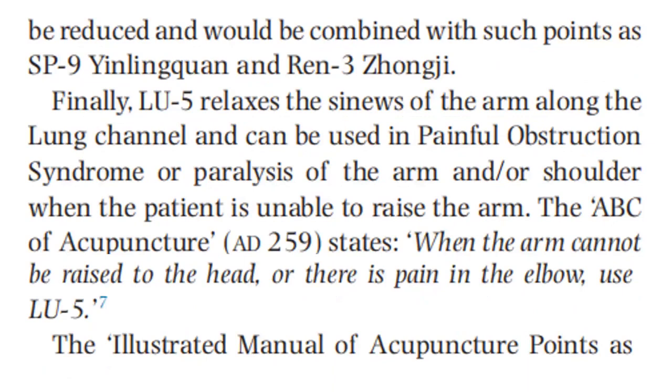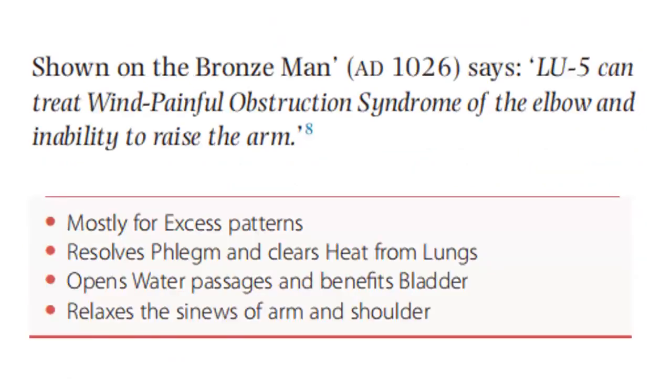Finally, Lung 5 relaxes the sinews of the arm along the lung channel and can be used in painful obstruction syndrome or paralysis of the arm and/or shoulder when the patient is unable to raise the arm. The ABC of Acupuncture states: when the arm cannot be raised to the head or there is pain in the elbow, use Lung 5. The Illustrated Manual of Acupuncture Points says Lung 5 can treat painful obstruction syndrome of the elbow and inability to raise the arm.